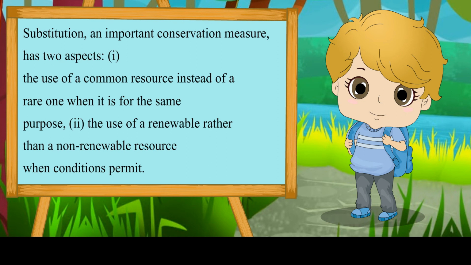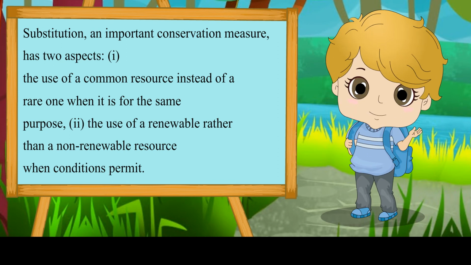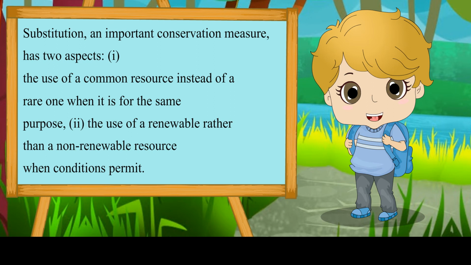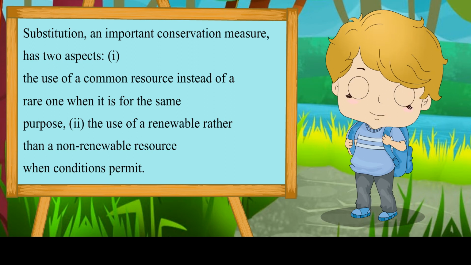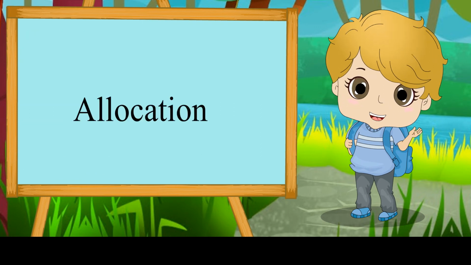Substitution. Substitution, an important conservation measure, has two aspects: the use of a renewable rather than a non-renewable resource when conditions permit.